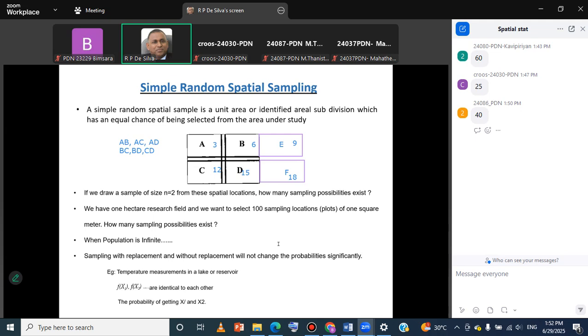If we take all six in one go, then only one opportunity exists. If you take five at a time, you can take like 3, 6, 9, 12, 15, or 3, 6, 9, 12, 18. And then you can leave 6 out, 3, 6, 9, 12, 15, 18. Likewise, you have several opportunities possible. So these are the sampling opportunities.